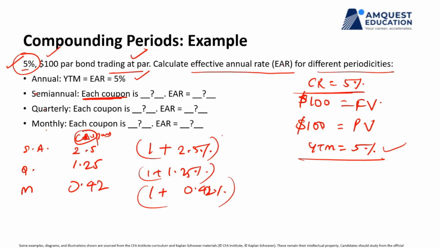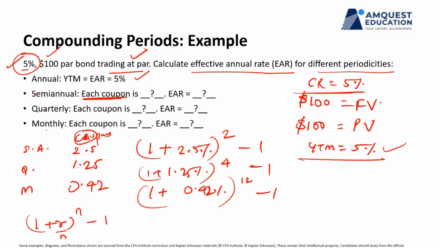So in this case, the n will be 2 because you're doing semi-annual. In this case, the n will be 4. You're doing quarterly, 12 and minus 1. This should give you your effective annual rate. If you look at the formula, it is not too different. It is compound interest, simple. 1 plus r raised to the power n minus 1, right?